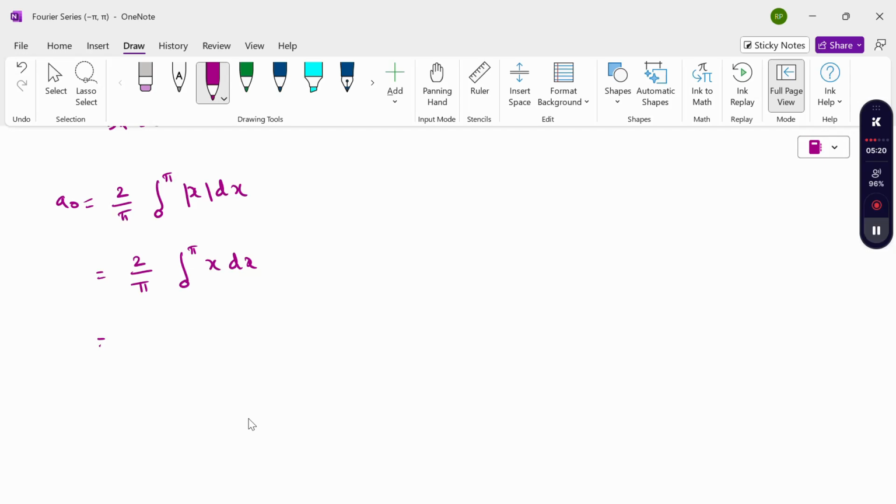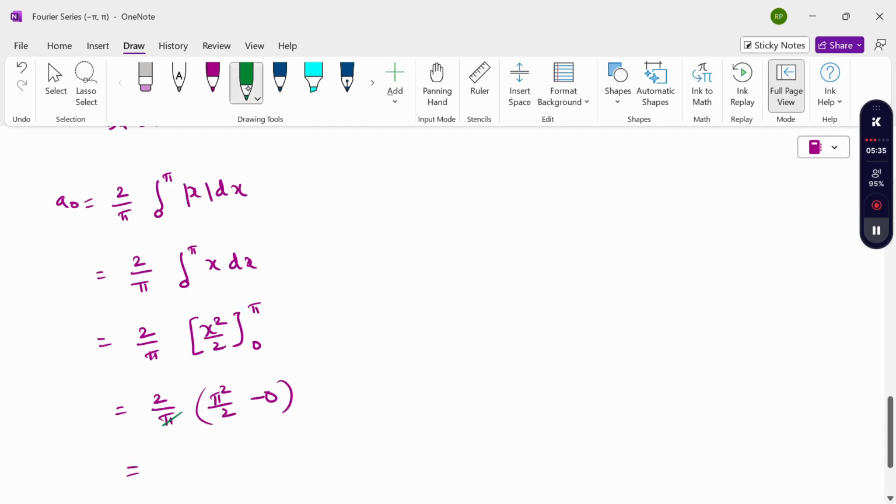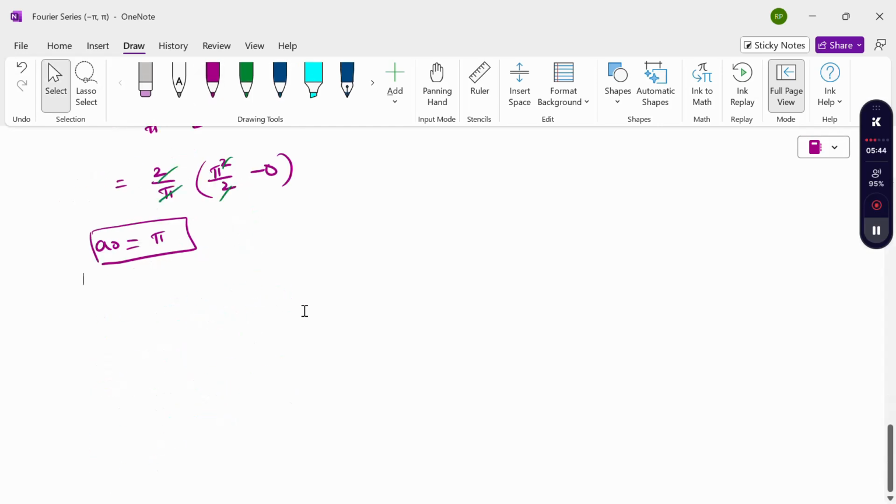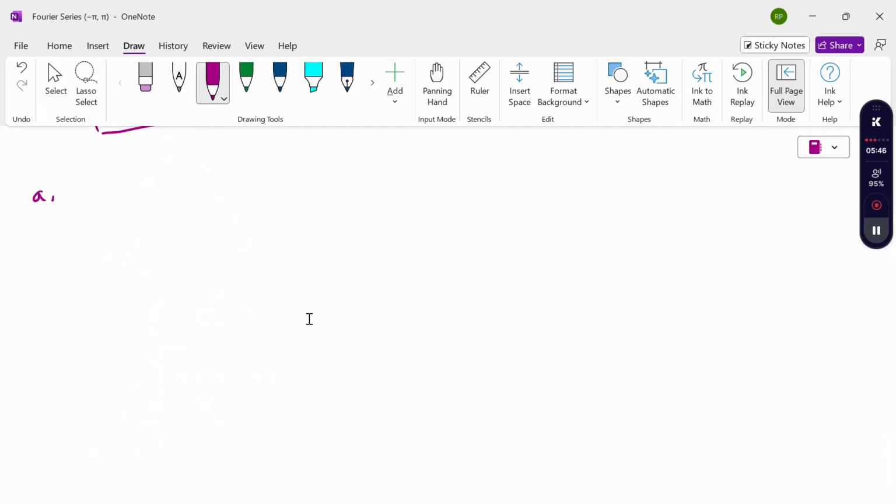So integration of x, x square by 2, from 0 to pi. When I substitute the upper limit and the lower limit, pi square by 2 minus 0. So now cancel this, pi by 2 by 2. So now the value of a naught is pi. And then a n. So a n equals 2 by pi, integral from 0 to pi of f of x cos nx dx.